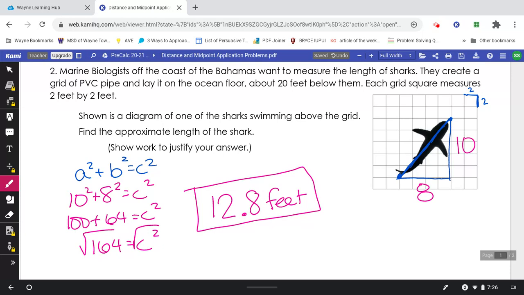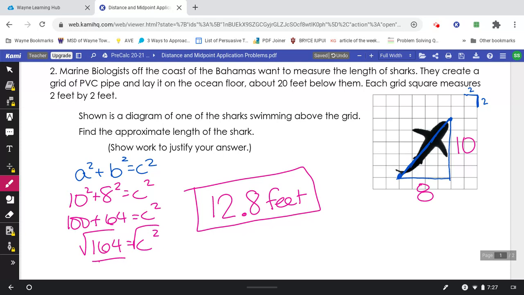Make sure with any of these problems that it's always a reasonable answer. If you had just stuck with 164, that is a very long shark. There's no way a shark is that big. So then you can always think, okay, well, maybe my shark is not 164 feet and I need to do something. I forgot to square root it, right? So always think logically about the answer at the end of your problem.